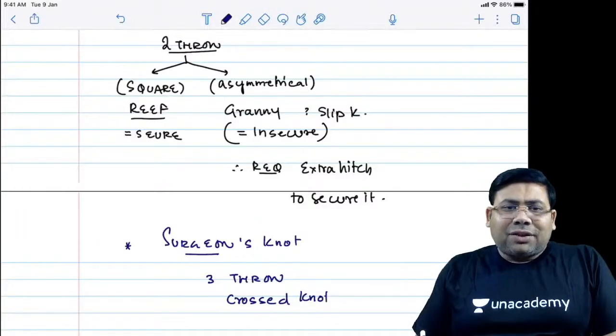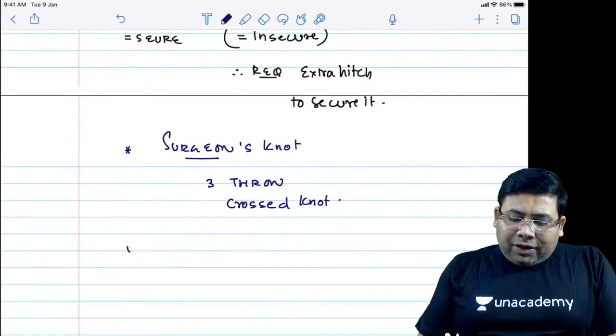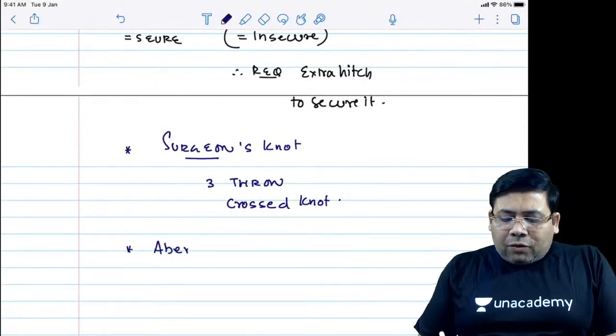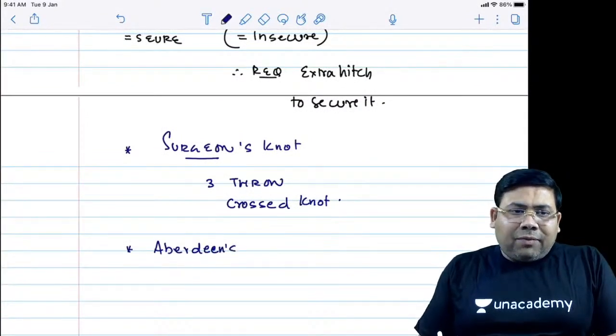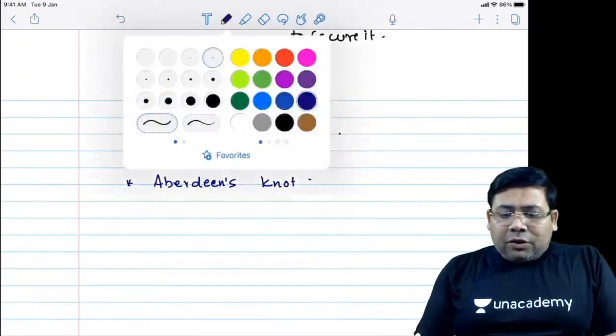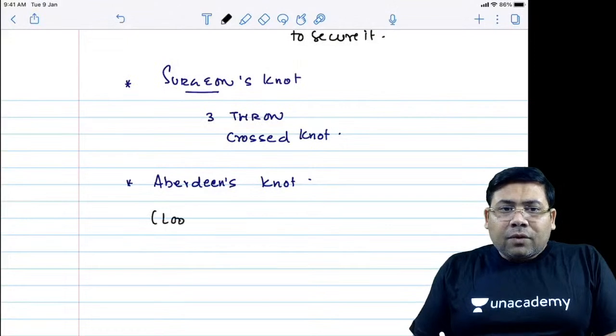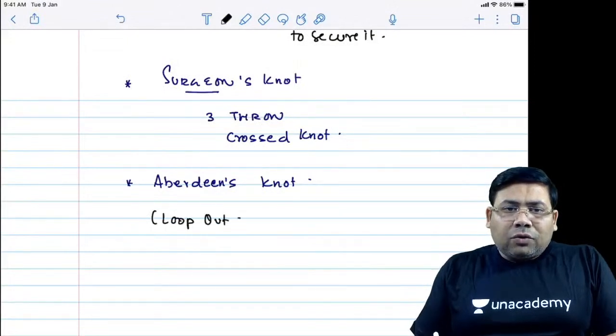So it's a symmetrical 3-throw knot. And then we have Aberdeen's. What is Aberdeen's knot? Can anyone tell me what is Aberdeen's knot? Anyone? This is loop out of loop knotting.